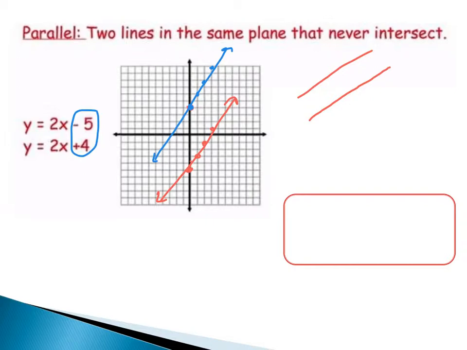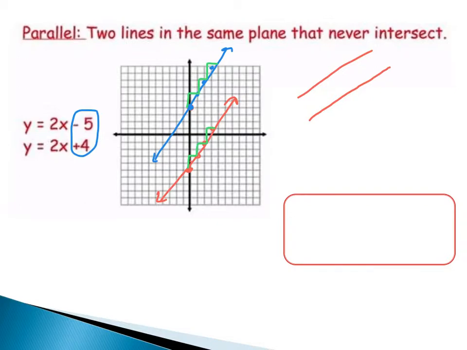But what does make a difference is the rate of change, the rise over the run, or the slope. In this case, it goes up 2, right 1, up 2, right 1, up 2, right 1. Here it goes up 2, right 1, up 2, right 1, up 2, right 1. The slopes of those are the same. They have the same angle to them, the same slant. And that is what's going to make them never intersect.